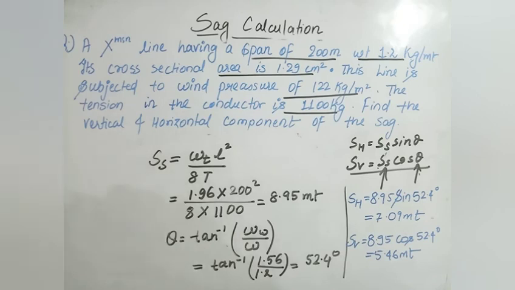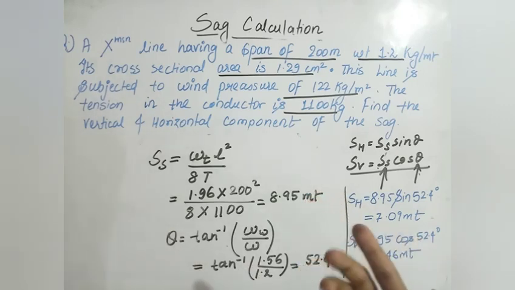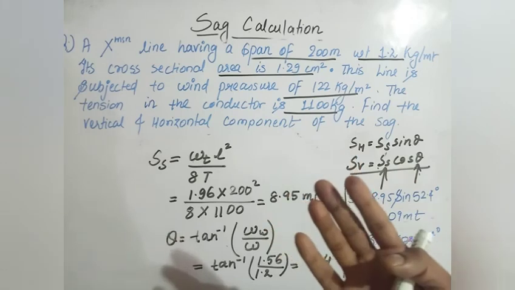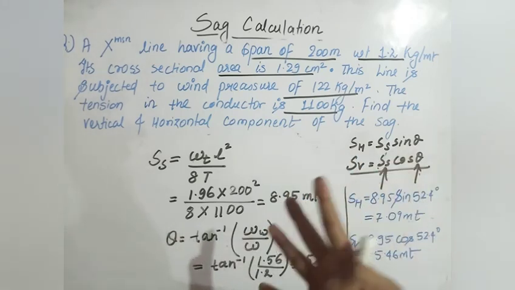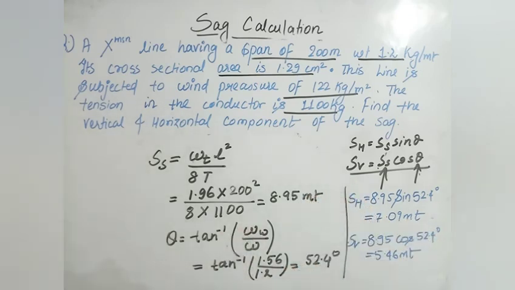And this is the end of design of power system. We have seen conductor, insulator, phenomena of corona, and sag calculation. Okay, so these 4 topics were there in design of power system.